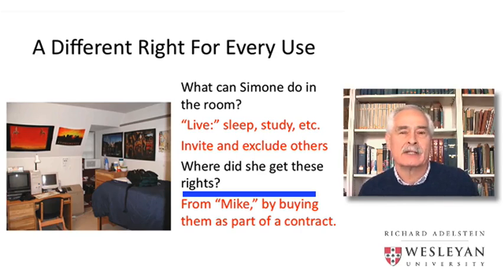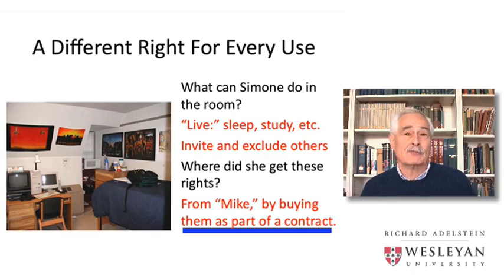In the housing contract, Simone agrees to pay a certain sum of money for the right to live in the room between September and June of the academic year. She gets these rights, as I say, by purchasing them from the university. Our university, as I speak, has a president named Mike, and so we'll personalize Wesleyan by calling Wesleyan Mike. And Simone, therefore, got the rights that she has to use the room in the way that she can by buying those rights from Mike as part of a contract. She's paid for them, he's delivered them, and those property rights belong to her.